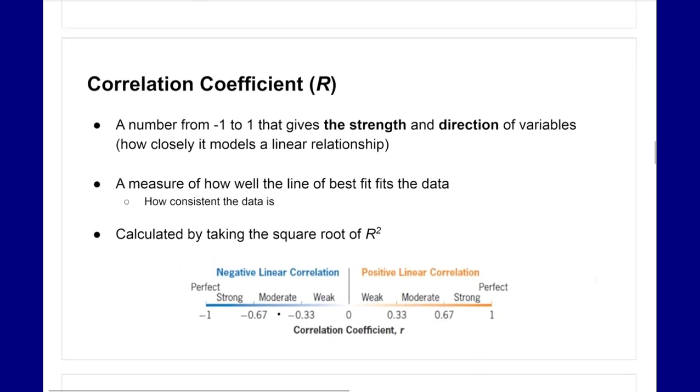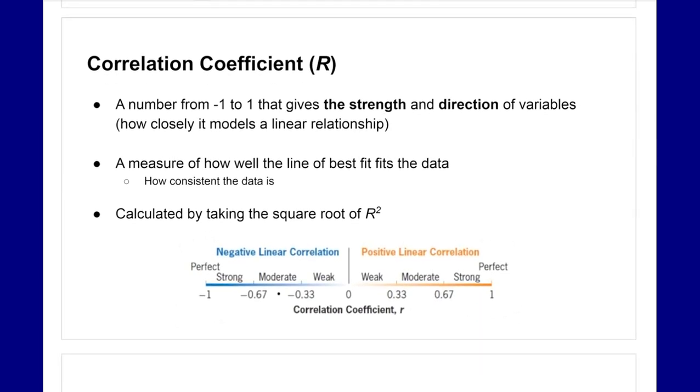Along with that, we also have a correlation coefficient, our R value. Now this is a number from -1 to 1, and it gives us 2 things. It gives us the strength and the direction of the variables. So how closely it models a linear relationship. How close does our data fit a linear relationship?